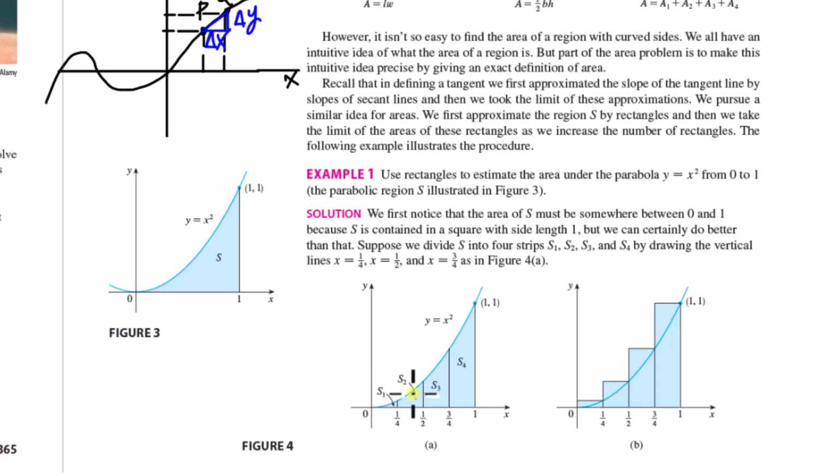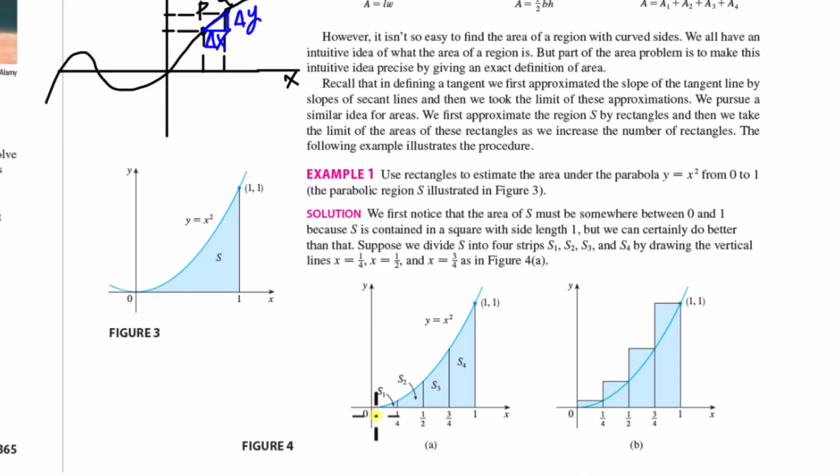So again, the height is going to be based on the function, but for region S3, the area of region S3, we're going to approximate as 1/4 times some height. Well, is it this height? Is it this height? Is it this height? Which x coordinate within this interval are we going to plug into the function to get the height? Well, okay, what they do first is they say, let's go ahead and do this using the right endpoints.